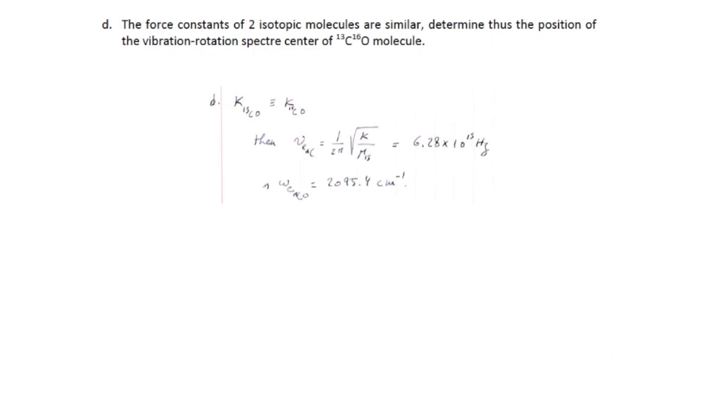Well, question D: the force constants of the two isotope molecules are similar. So it's telling us that the K for C13 O and C12 O are the same. So now calculate the position of the center of the C13 O16. Well, same thing, but it's the inverse. Now he gave us the K for C13, and we have calculated the mu of C13. We just calculate the frequency then, and then we multiply by 2 pi to get the omega e for C13, which is the center of the wave numbers.